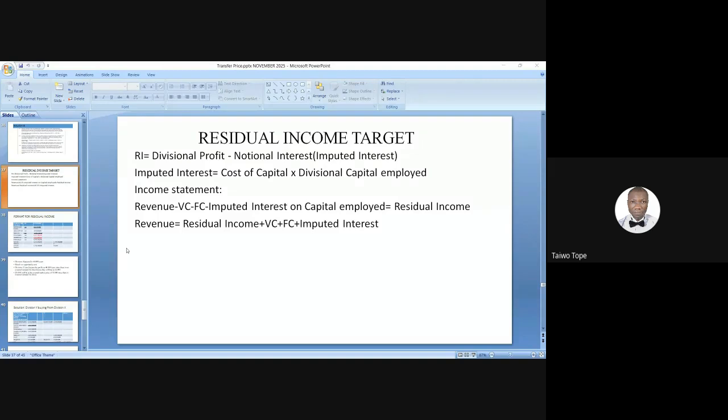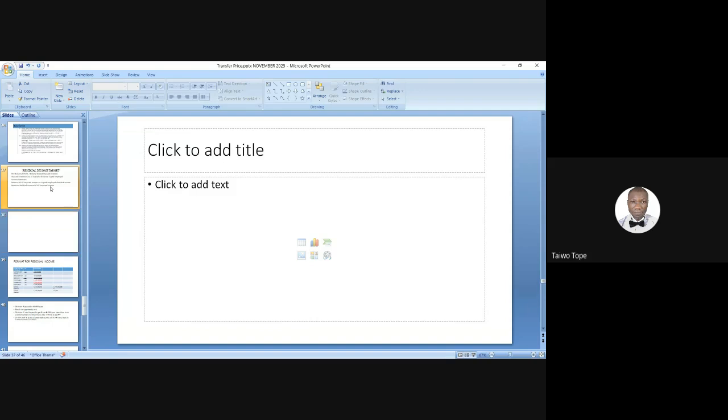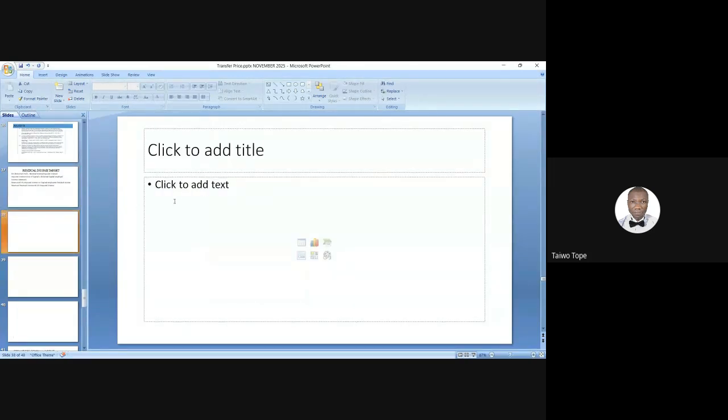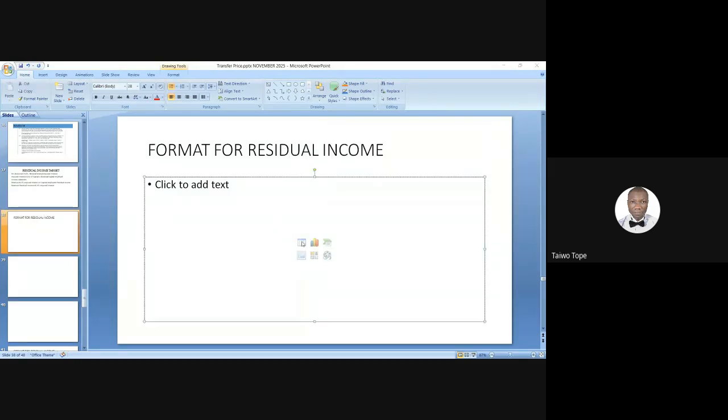So we're going to show this in a tabular approach, so that the question we forwarded yesterday that we didn't solve, we'll quickly solve it using that approach. But before we solve it using that approach, let's see how the format looks like. Please write in your book because you're going to use this format to solve a question. So format for residual income.